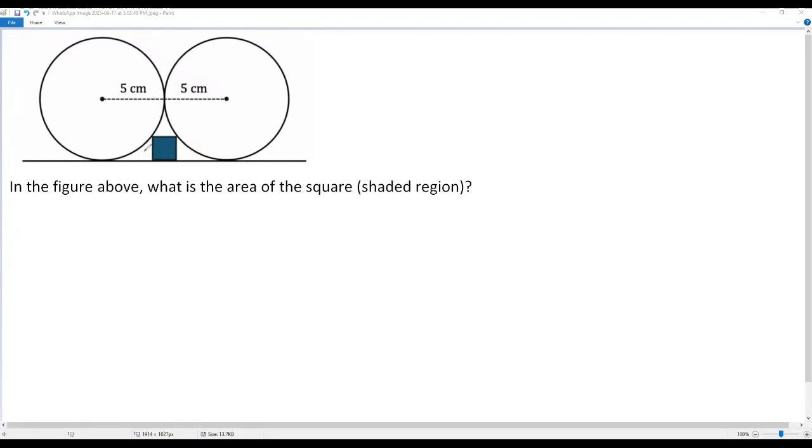Here we have a SAT math problem. Okay, let's cover the question. In the figure above, what is the area of the square? That is the shaded region. Here we have the shaded region. We have to get the area of this square.